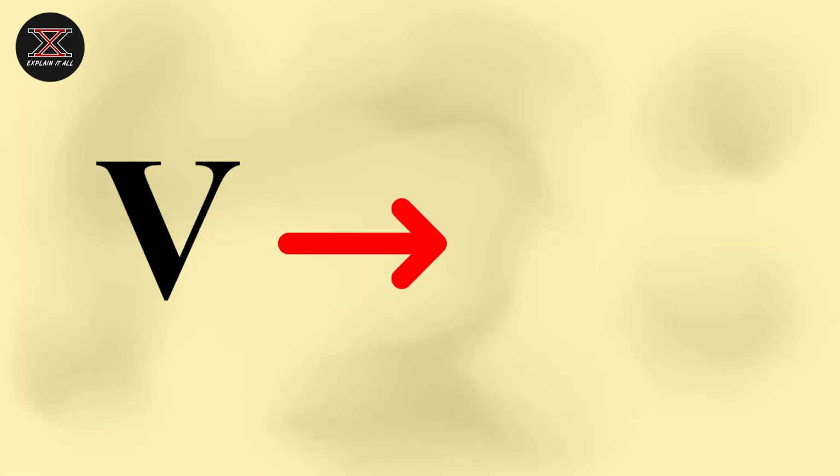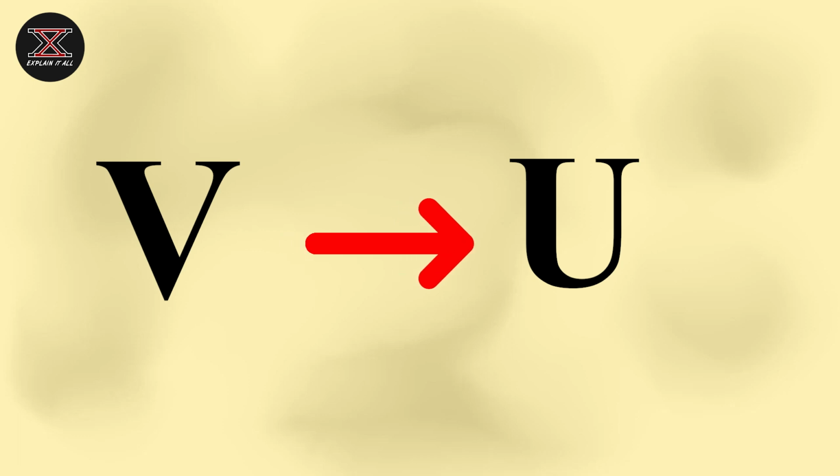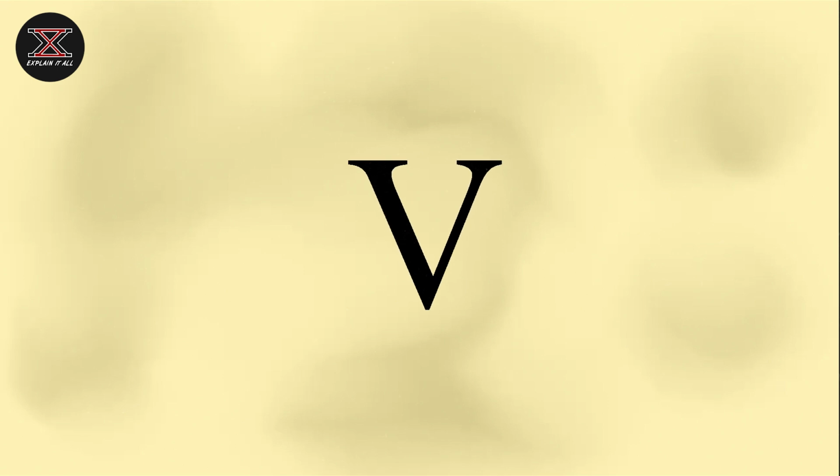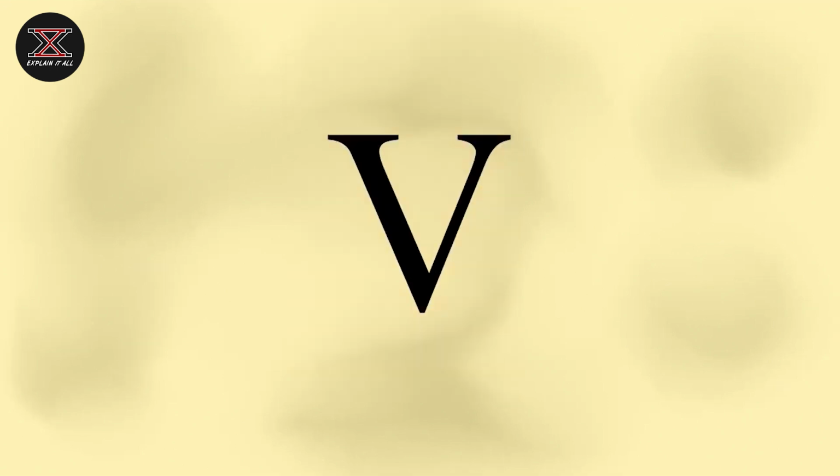V shares the same origin as U. V and U were used interchangeably until the 17th century, when they were distinguished in English. V has since become a symbol of versatility and distinction.